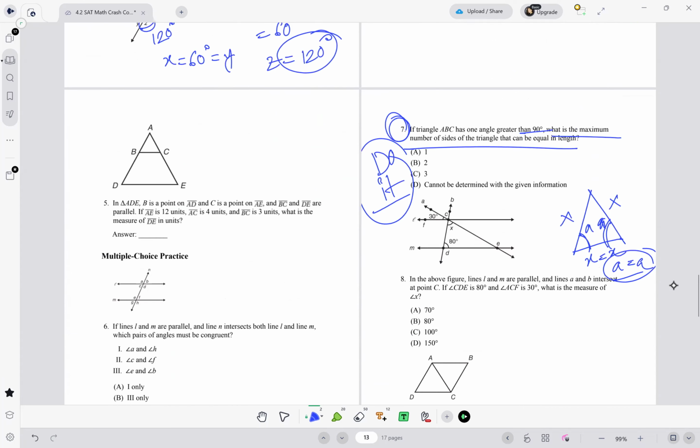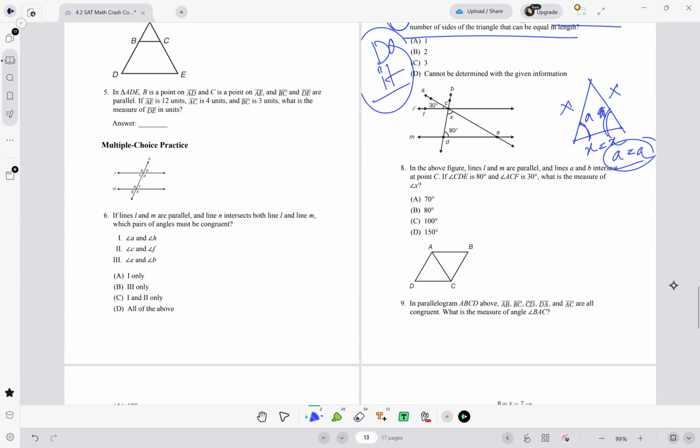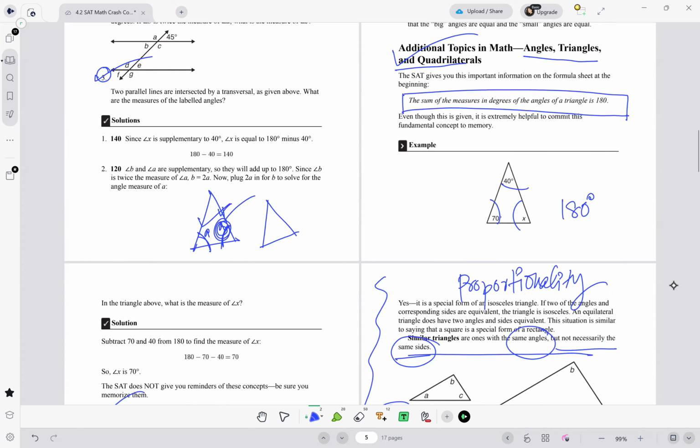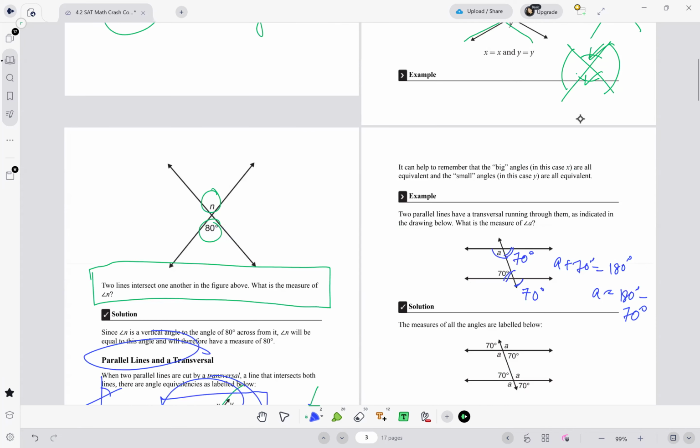Solve some examples and some practice drills. That is how you need to cover and solve this chapter. And this is it.